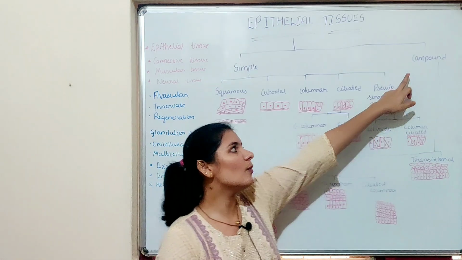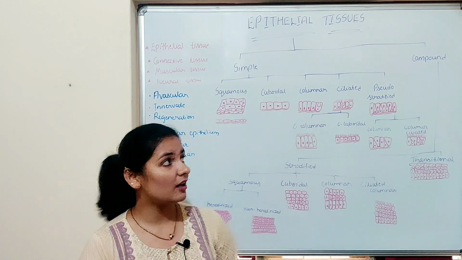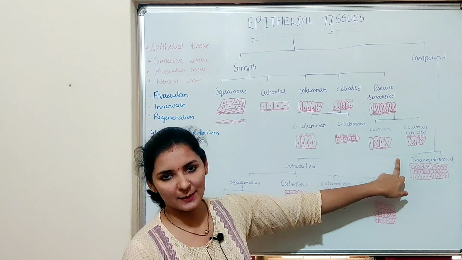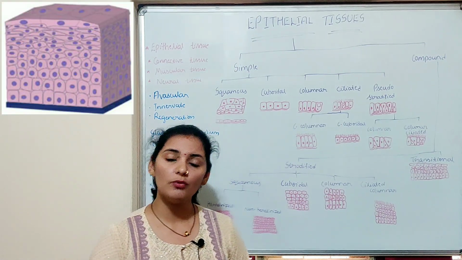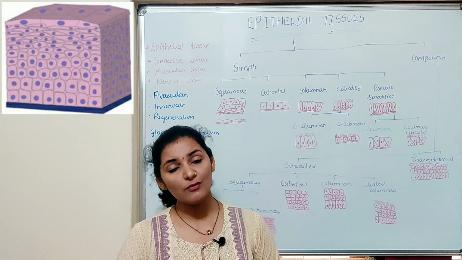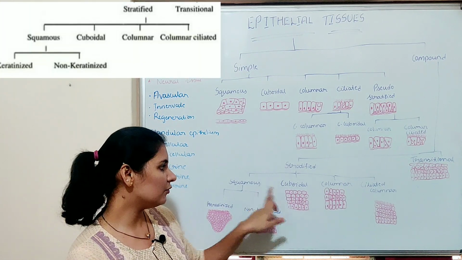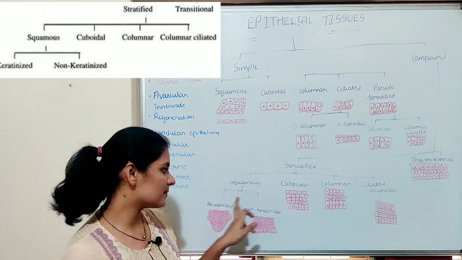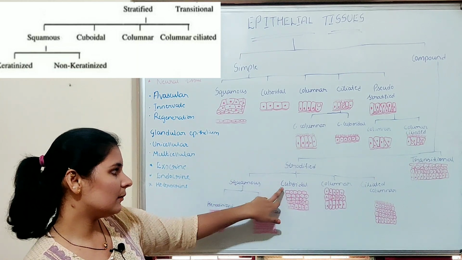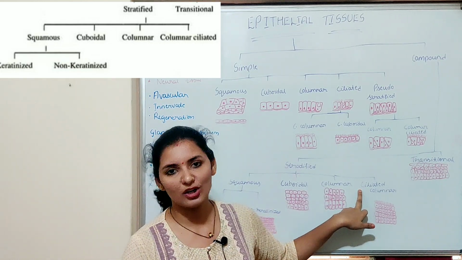Now let me talk about compound epithelium. As I already told, compound epithelium is made up of 2 or more layers of cells. Compound epithelium is again divided into 2 types, that is stratified epithelium and transitional epithelium. Stratified epithelium is made up of 2 or more layers of epithelial cells in which the deepest part is made up of columnar or cuboidal cells. This stratified epithelium is again divided into 4 types based on the shape of the cells present on the superficial layer. The 4 types are stratified squamous epithelium, stratified cuboidal epithelium, stratified columnar epithelium, and stratified ciliated columnar epithelium.